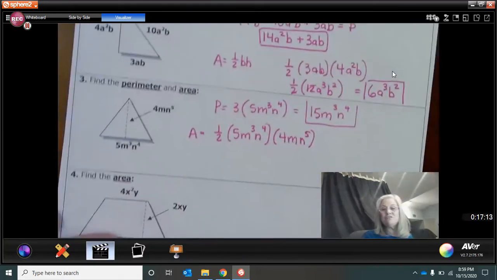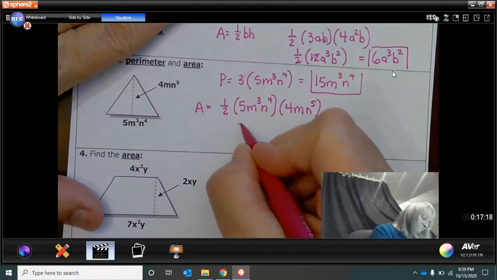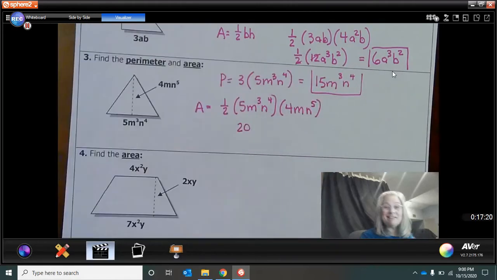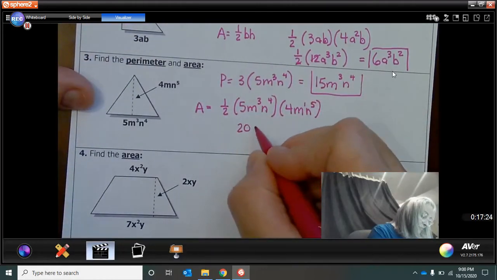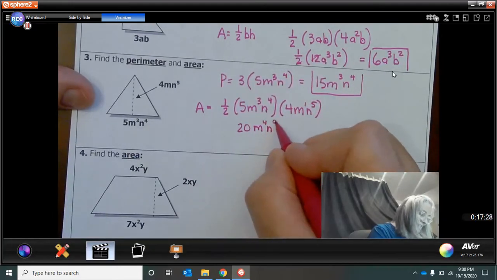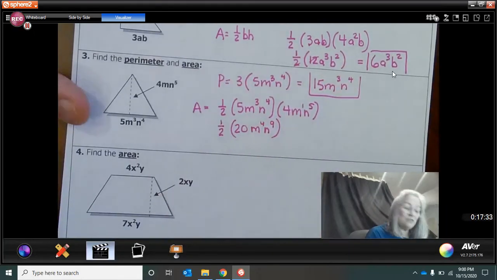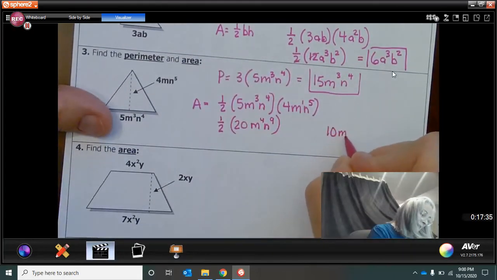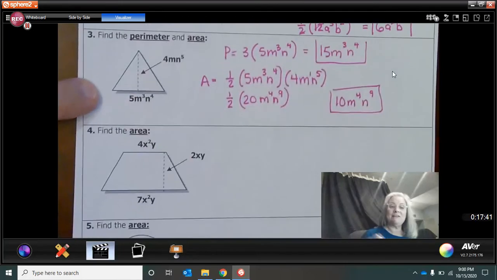So now you can see where you can use all of the skills that we've learned so far. 4 times 5 is 20. I like to do these first because I can cut it in half at the end. And m to the 3rd times m to the first is m to the 4th. N to the 4th times n to the 5th is n to the 9th. And we are going to multiply that times 1/2, so the 20 becomes a 10 m to the 4th n to the 9th. And you're done. And there is your area of that triangle.